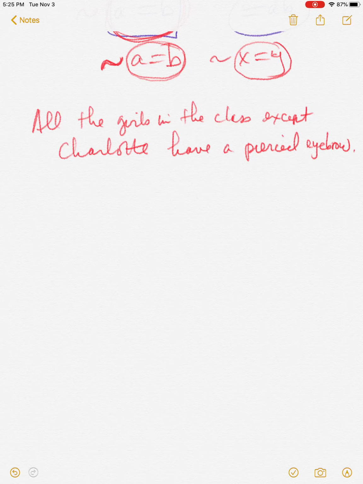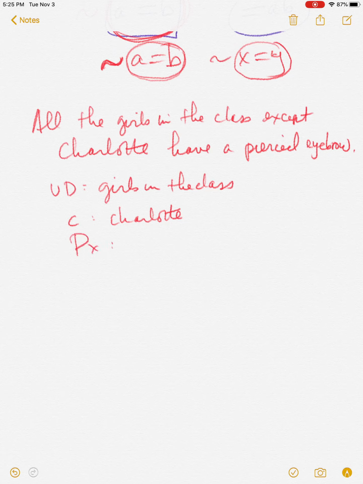So let our universe of discourse be girls in the class. And let C be the constant for Charlotte. She's a girl in the class. And let P, the one-place predicate P, be has a pierced eyebrow.